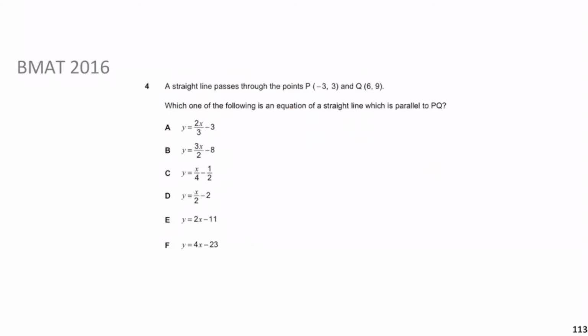It says a straight line passes through the points P and Q. Which one of the following is an equation of the straight line which is parallel to PQ? So, guys, pause the video, give yourself a minute. Be sure to be back after that minute. We'll be going through the solution.